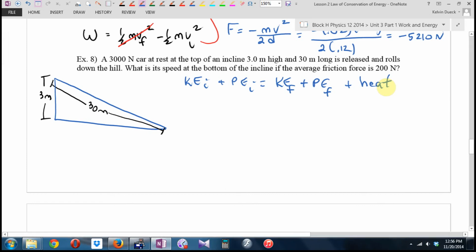Are any of these 0? Is it starting out at rest? Yep. Oh, great. Like that. Is it starting out on the ground? No. Is it ending up at rest? No. Is it ending up on the ground? Yeah, oh, cool. So I'm going to get this: mgh initial equals a half mv final squared plus heat.